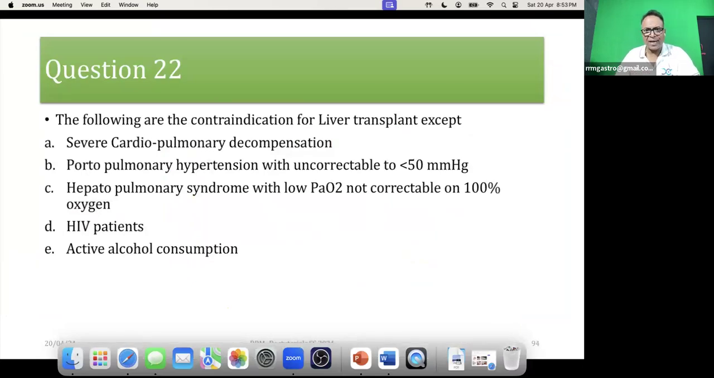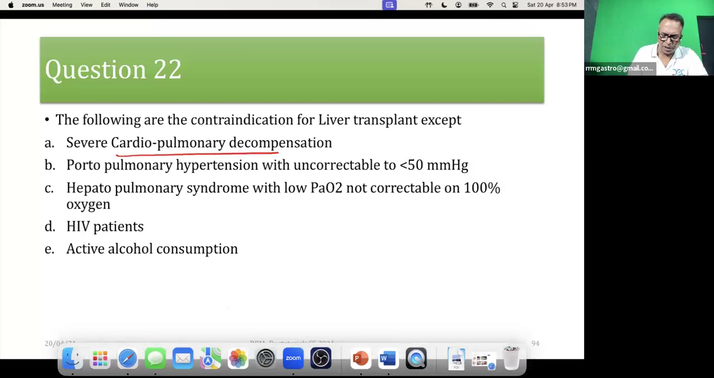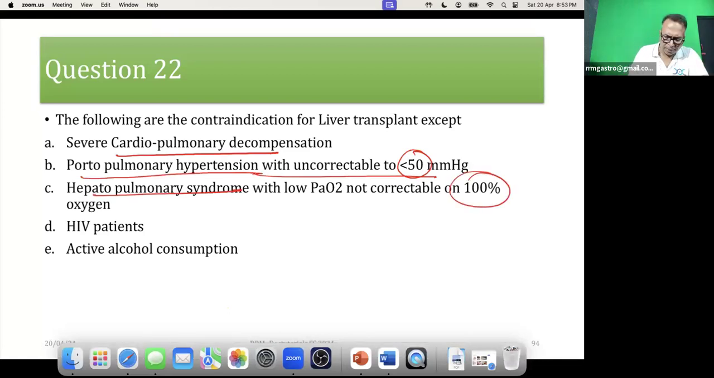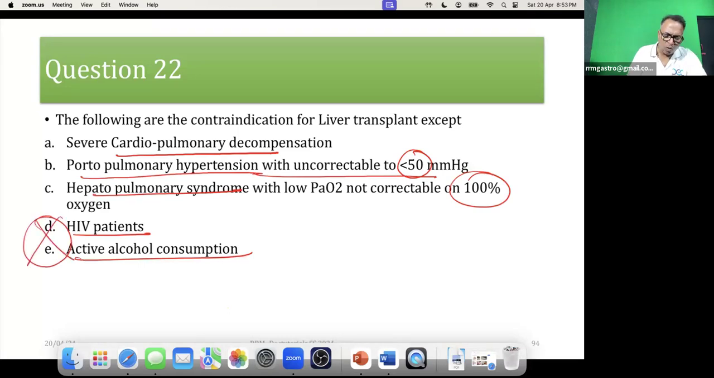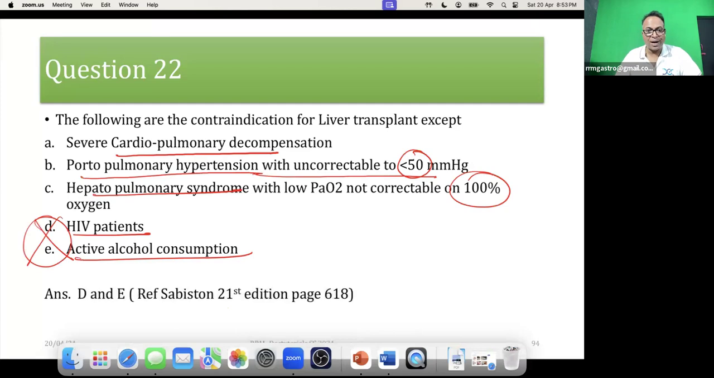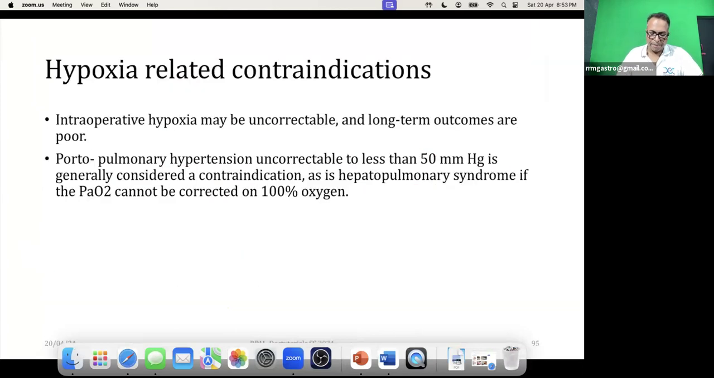The following are contraindications for liver transplant except: severe cardiopulmonary decompensation, portopulmonary hypertension uncorrectable to less than 50, hepatopulmonary syndrome not correctable on 100% oxygen, HIV patients, active alcohol consumption. D and E are no more contraindications. As I told you, D and E are no more contraindications, from Sabiston.